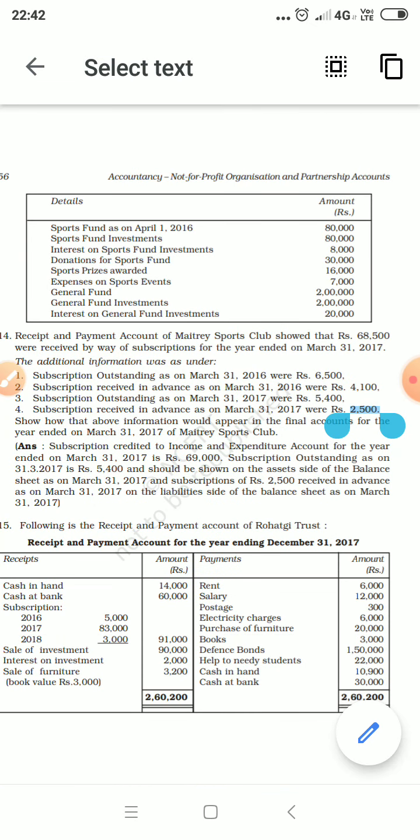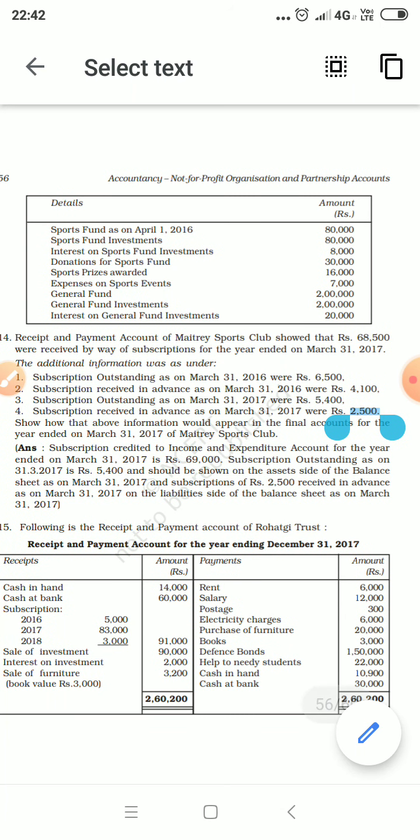So today's work, page number 25, the 3 do-it-yourself sums which are solved, that you have to write. Then page number 56, question number 14.